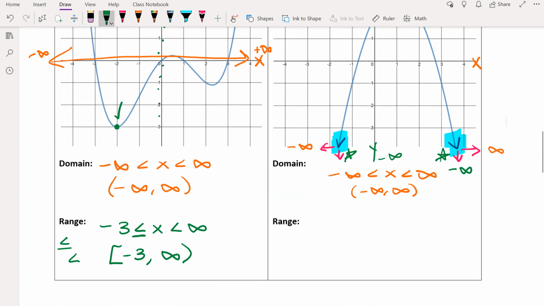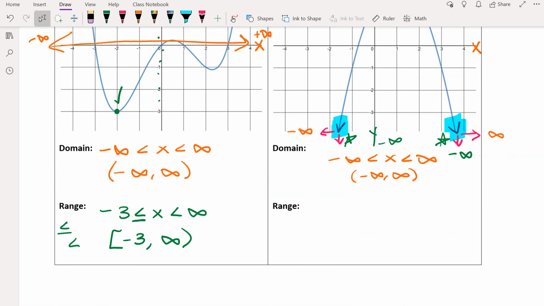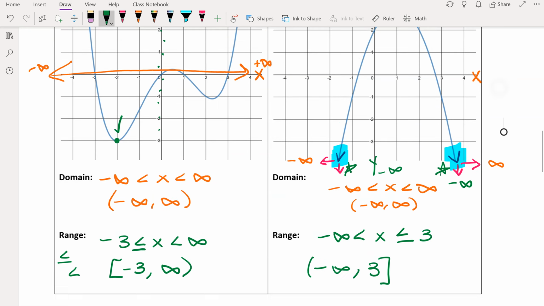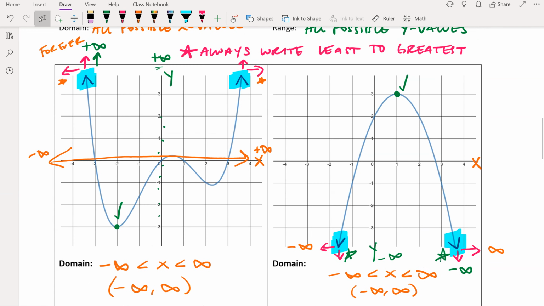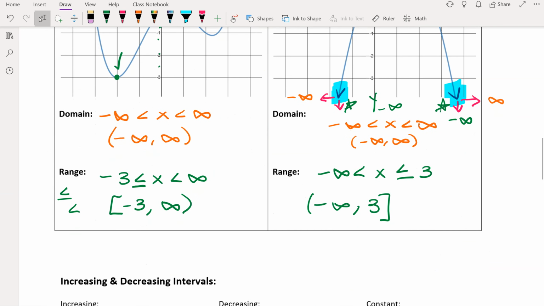So we need to write our range from least to greatest. So start with the smaller number. Negative infinity, that always just gets a less than sign. y is less than or equal to positive 3, because we get as high as positive 3. And we could write this as parentheses, negative infinity, because infinities always get parentheses, and bracket on the 3 because we actually have a point at y equals 3 up here. Okay. All right, let's move on.